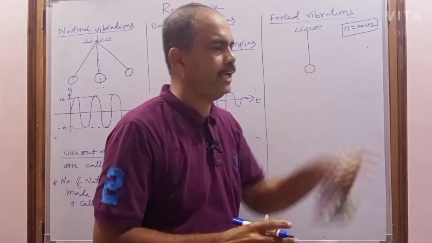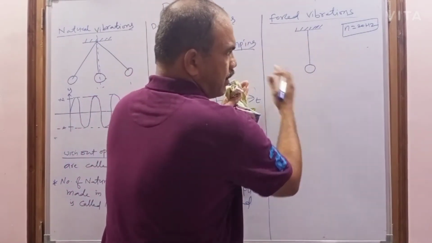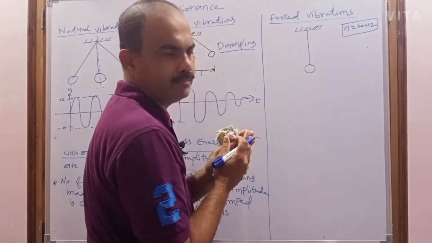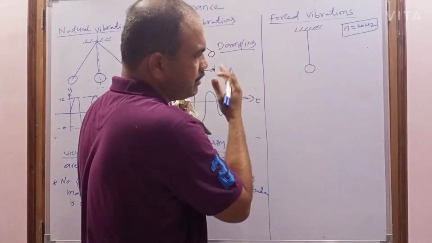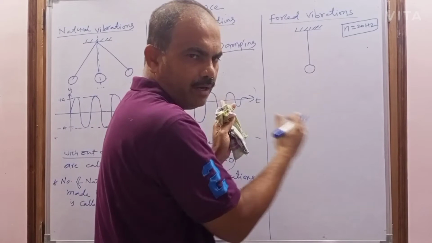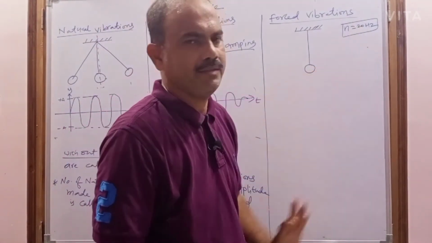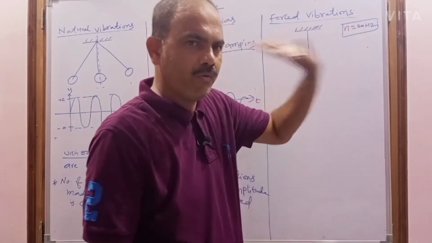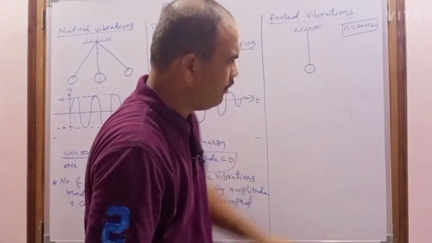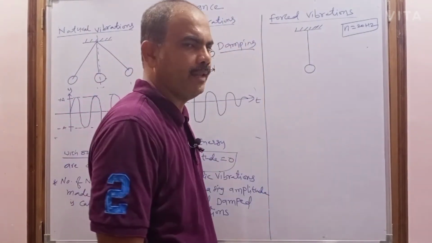How much? 20 Hz. And now imagine there is no air surrounding this simple pendulum, and you pull it aside and release it. Then it makes the oscillation continuously or periodically. In 1 second how many oscillations does it make? 20. So what is the natural frequency of the simple pendulum? 20 Hz.